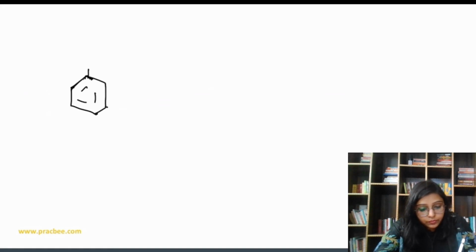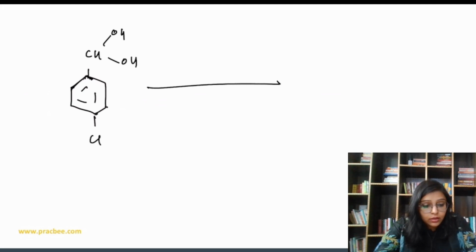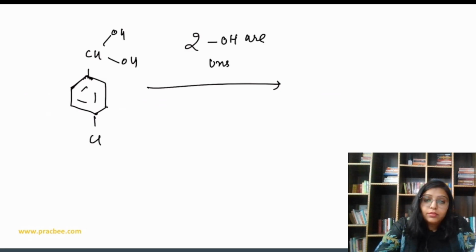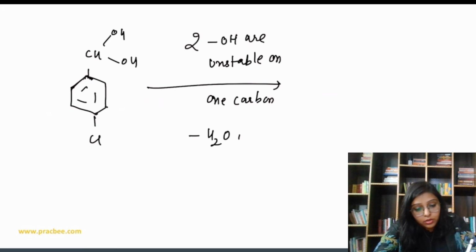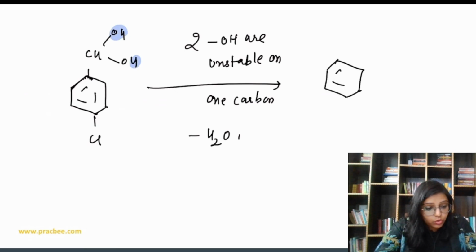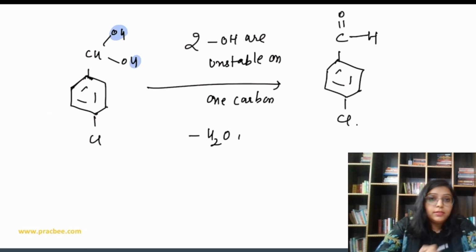CH, OH, OH, and this is Cl. Now two OH groups on one carbon are unstable, so there is a loss of water. OH and H, just remove it. When you remove it, you get C double bond O and here Cl.